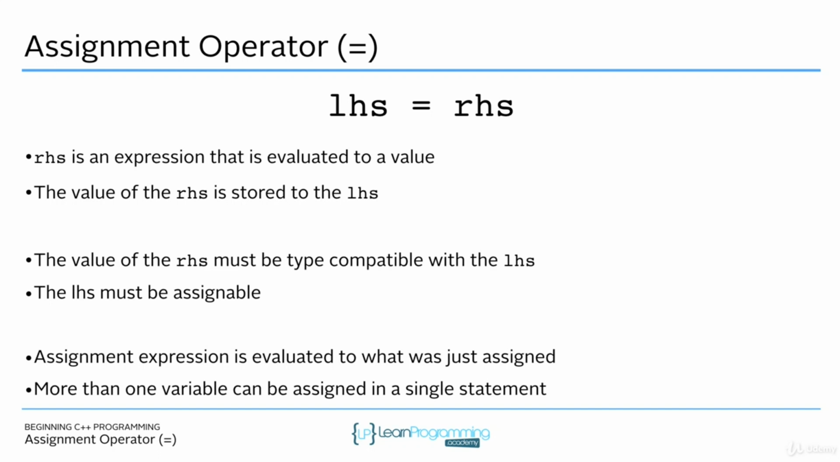C++ is statically typed. That means that the compiler will be checking to see if it makes sense to store the value from the right-hand side to the left-hand side. If it doesn't make sense, you'll get a compiler error saying exactly that. In order to store a value, the left-hand side must be assignable. It can't be a literal, it can't be a constant. If it is, the compiler will produce an error message. We can assign multiple variables all at once in a single assignment statement. This is possible because the assignment expression evaluates to what was just assigned. So it's easy to chain assignment statements together. Let's head over to the IDE and we'll work with the assignment operator in live code.